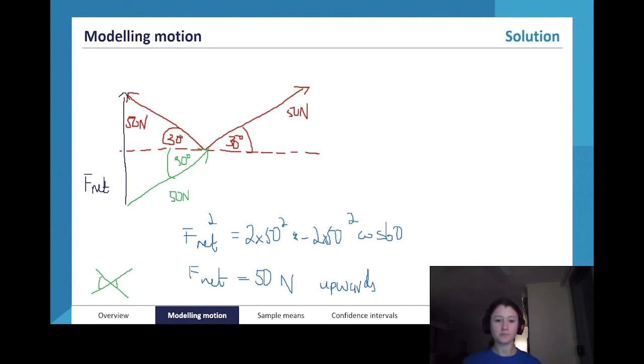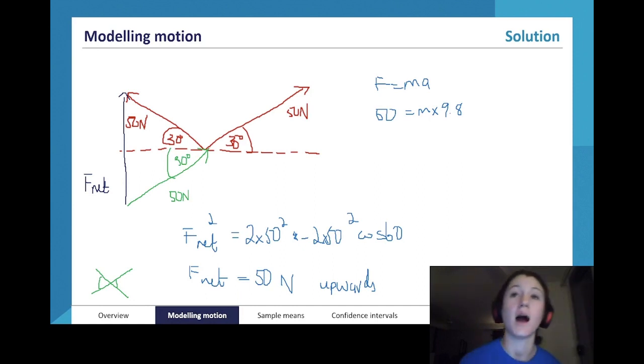Right. Now we're going to apply F equals ma. So the force required to hold the picture up is 50. Our acceleration is 9.8 meters per second squared. That's just a number that you're going to need to remember. If you're not familiar with it because you're not in physics, I'm not sure if it's in the formula book. I'd have to have a look, but if it's not, make sure you remember that.